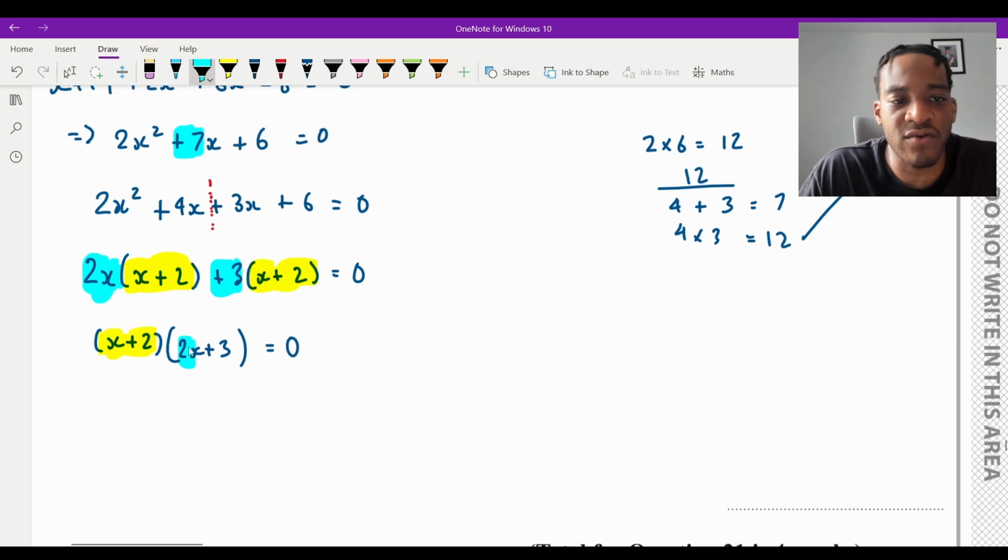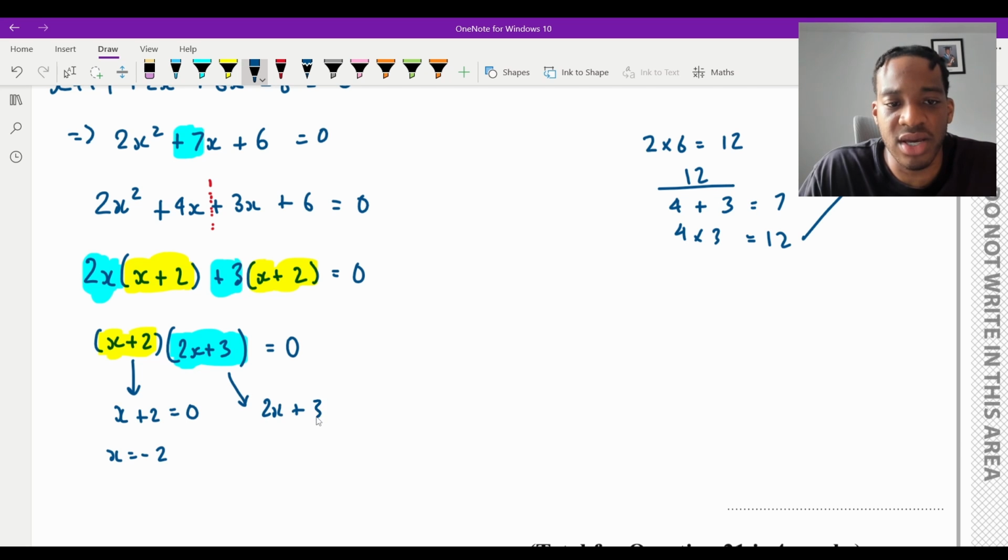Okay. So we factorized. Now, whenever you get to this step, all you do is you're just going to set each of your brackets equal to 0. So it's going to be x plus 2 is equal to 0. That will mean that x is equal to -2. That's one solution. And this one here, it's going to be 2x plus 3 is equal to 0.